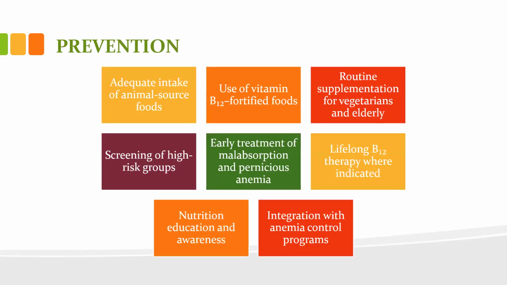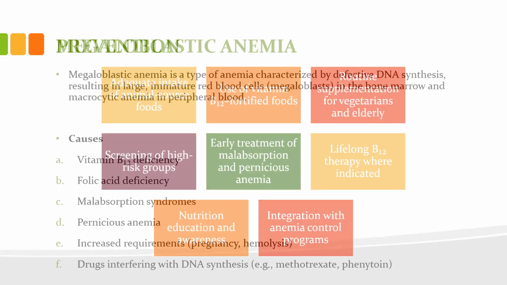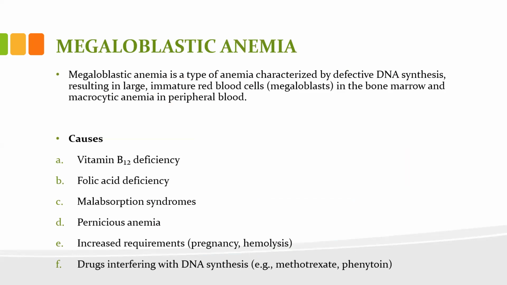So again, the prevention from B12 deficiency is adequate intake of animal source food, because the vegetable diet has no B12 in it. Use of vitamin B12 fortified foods, routine supplementation for vegetarians and elderly, screening of high risk group, early treatment of malabsorption and pernicious anemia, lifelong B12 therapy where indicated, nutrition education and awareness, and integration with the anemia control programs. Now we will look into the megaloblastic anemia.